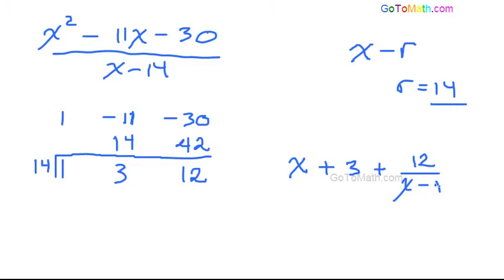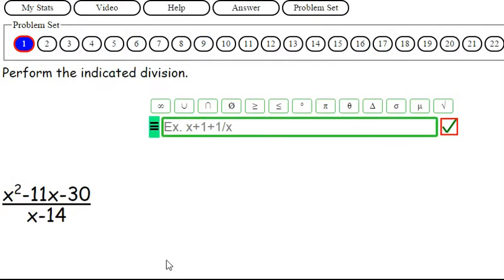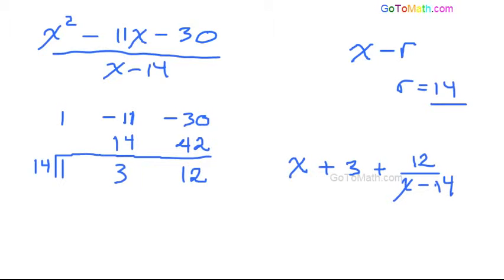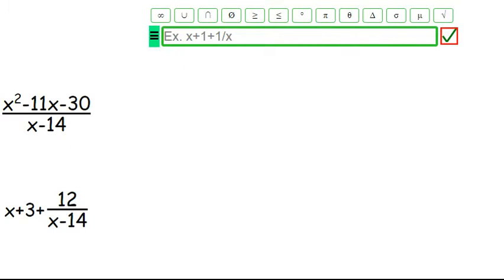And of course you can always check your work by taking this x minus 14 and multiplying it by the x plus 3, and then of course we'd add the 12, and you should be getting the top part there. Okay. Alright. See what we got going on here. x plus 3 plus 12 over x minus 14. Alright, looks good.